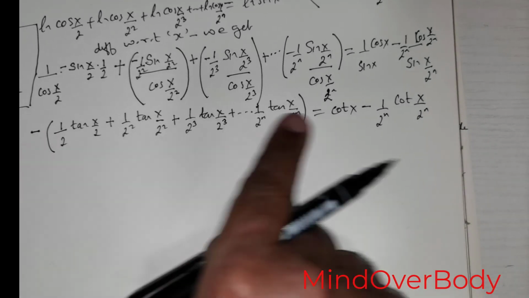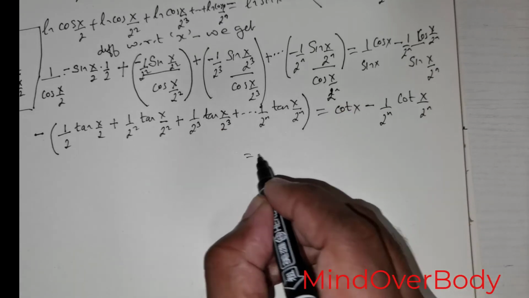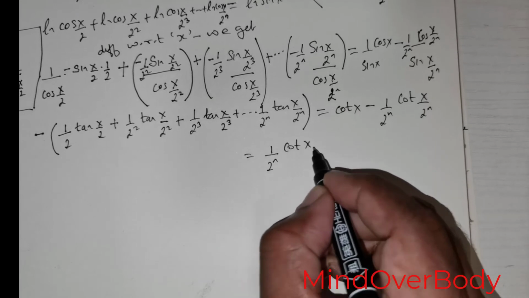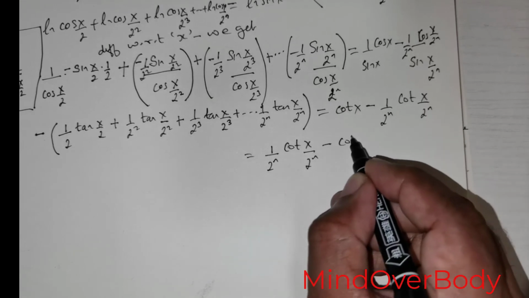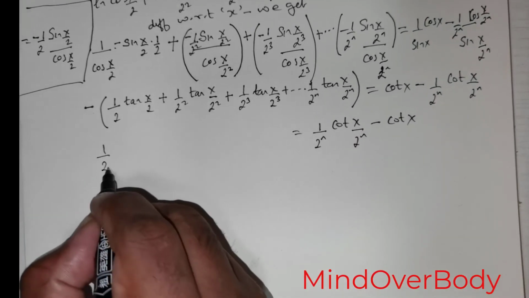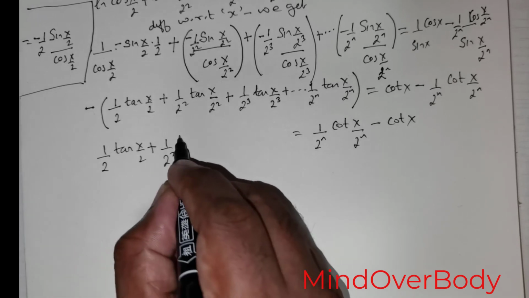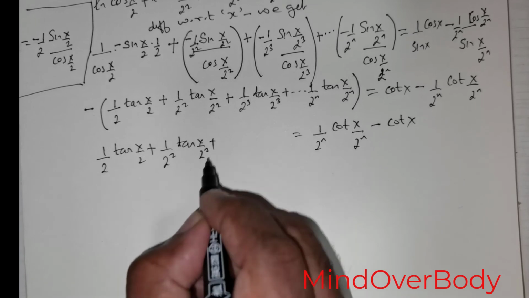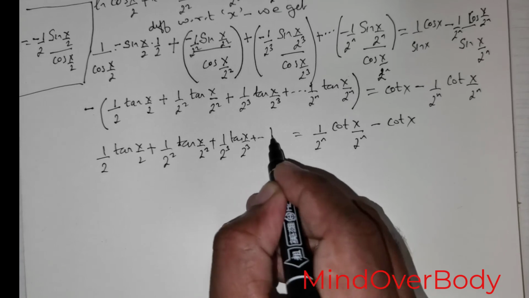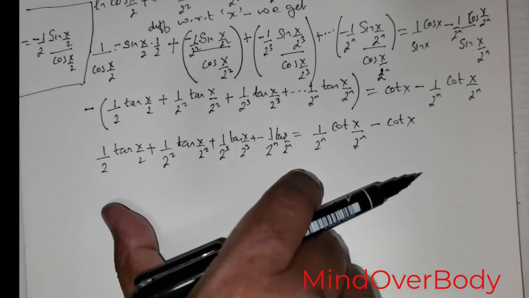Now I can push this negative sign onto the right side. So that would mean I would now have 1 over 2 raised to the power of n cot x over 2 raised to the power of n negative cot x, and on the left hand side this is going to be 1 over 2 tan x over 2 positive 1 over 2 squared tan x over 2 squared positive 1 over 2 cubed tan x over 2 cubed plus etc. 1 over 2 raised to the power of n tan x over 2 raised to the power of n. This is what I have got.